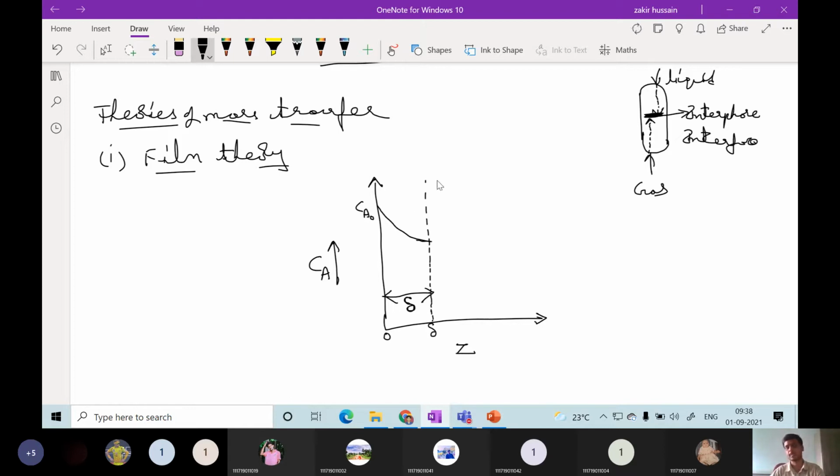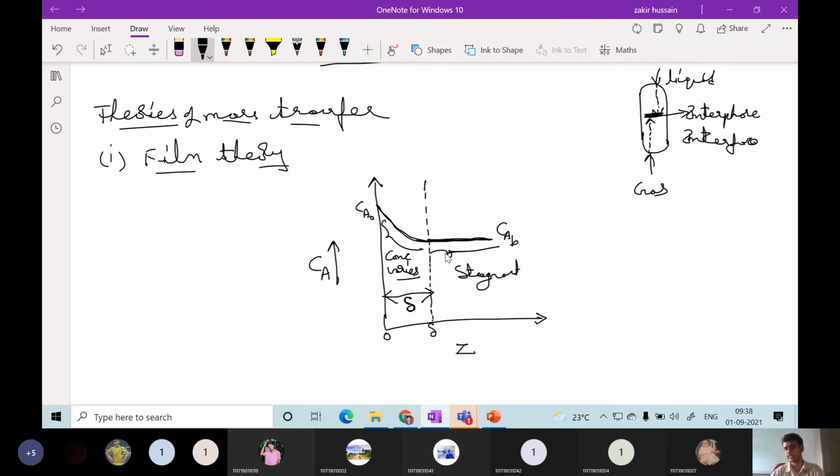Whenever mass transfer takes place, an instantaneous film with a thickness delta will be formed. Throughout this film, the concentration of component A will change like this, and after this film the concentration will be uniform, a stagnant concentration. This is the bulk concentration, CAB, a constant concentration. It does not vary in this region, which is stagnant, but in this other region the concentration varies.